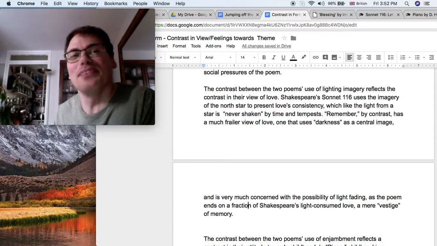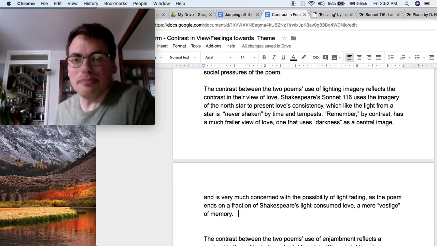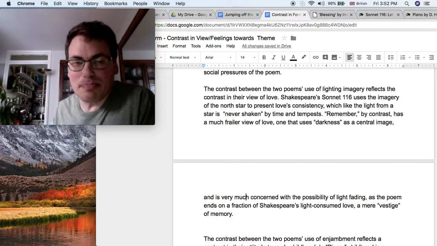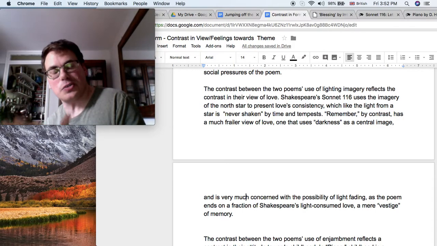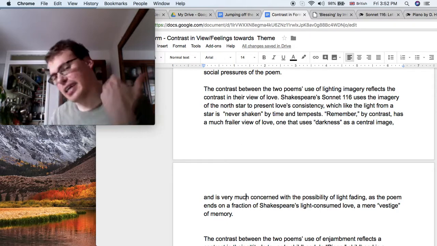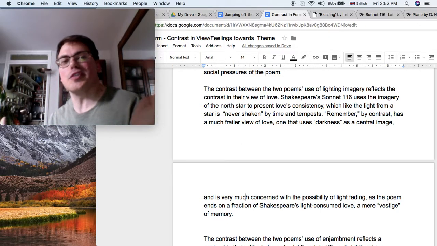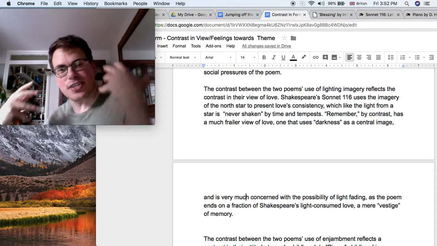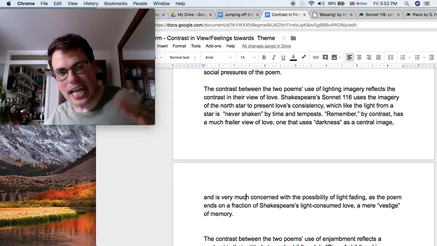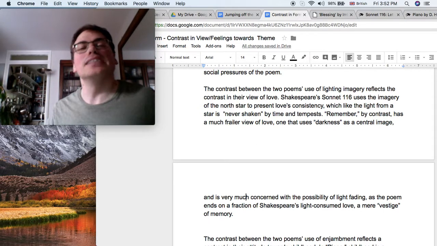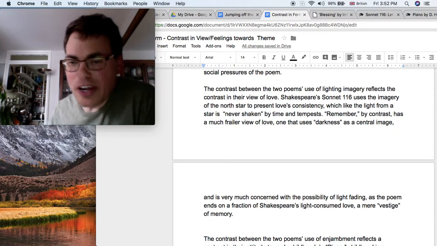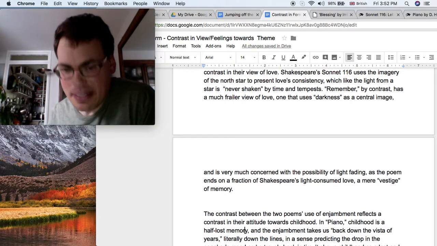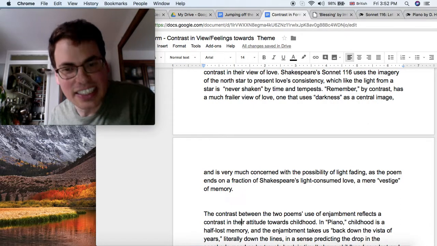It's okay. I think, again, the point being, you've hit the formal device, the kind of image they are using, light versus darkness, and you've hit the different views of love. Frail versus consistent, everlasting. Points, points, points. And I've even quoted from the poem in this case, because I'm talking about something more specific. Alright.